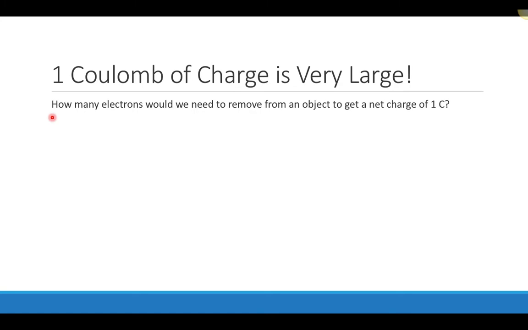If I remove 1 electron from an object, then what's left behind is 1 more proton than electron, so I would have only 1.6 times 10 to the minus 19 coulombs of charge. So the question is, how many electrons would I have to pull off? If I pull off 2, then I have twice that amount, so twice 1.6 times 10 to the minus 19. 10 to the minus 19 is a really small number. So let's see if we can figure that out.